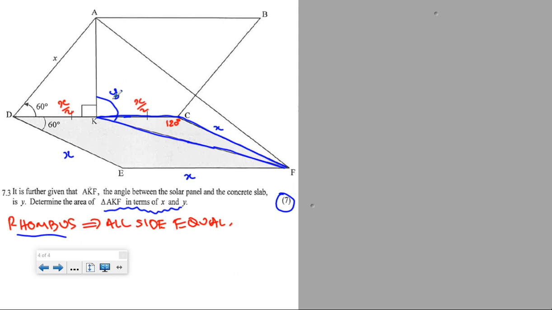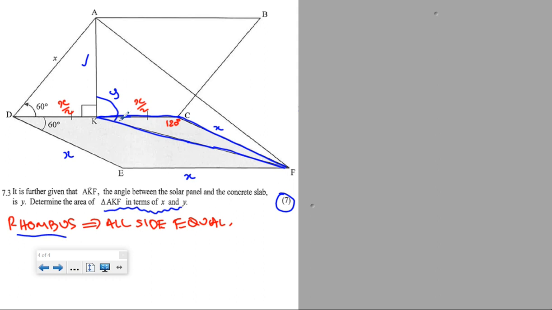That's the angle in which the solar panel is tilted to the horizontal concrete slab. It says determine now the area of triangle AKF in terms of x and y. Now that's a little strange, because we need to make sure that we understand this question carefully in terms of what we're going to find.